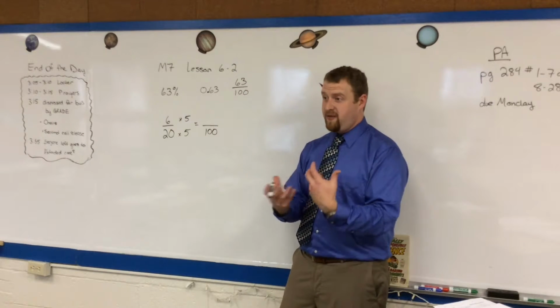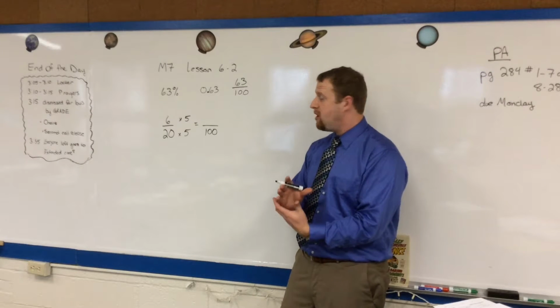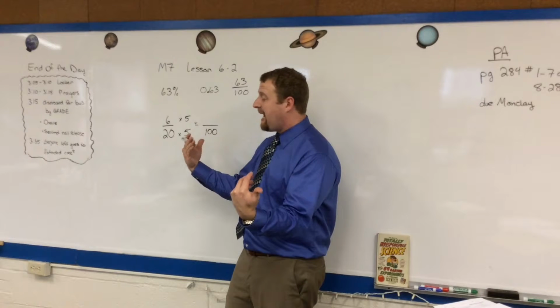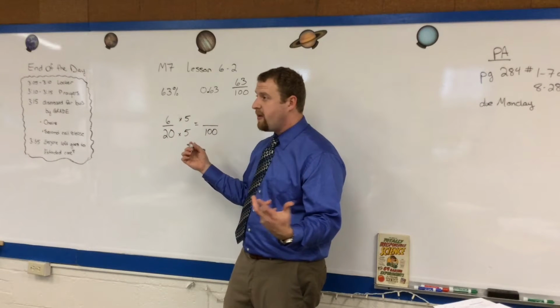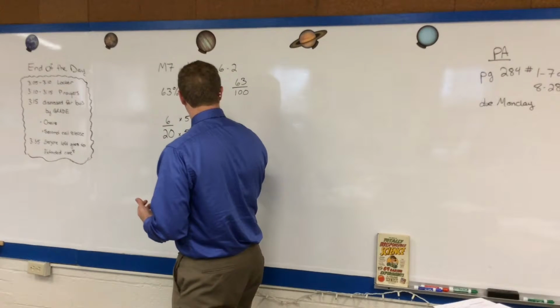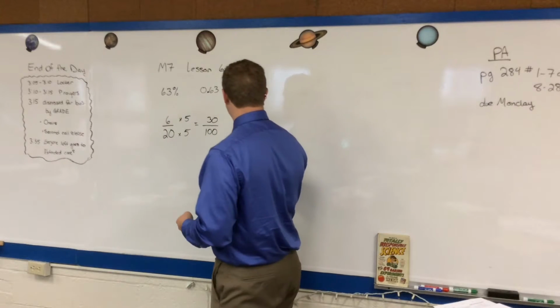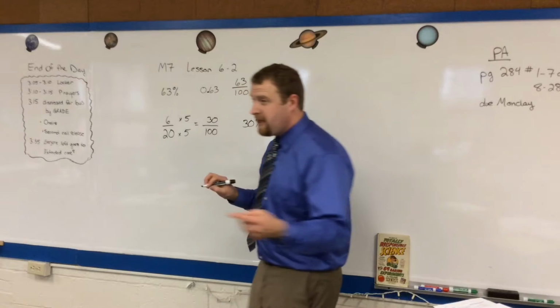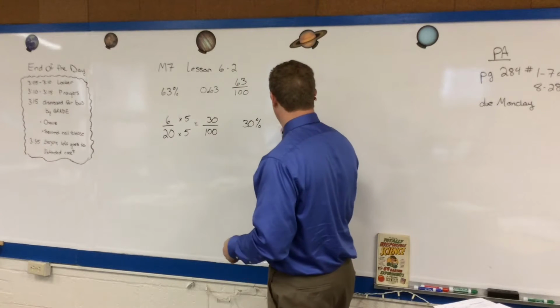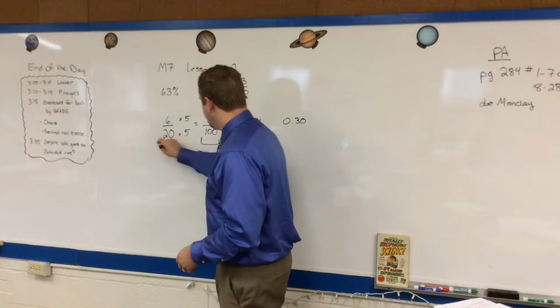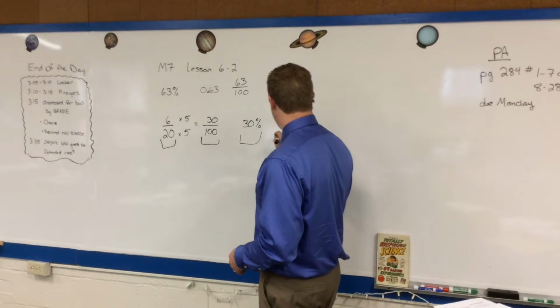I'm going to show you why Savannah's taking this approach. It's a great approach. She multiplied by 5, but what I do to the bottom, I have to do to the top. 6 times 5 is 30. So what percent is this? 30%. And what decimal would it be? 0.30. So I have the fraction here, the percent, and the decimal.